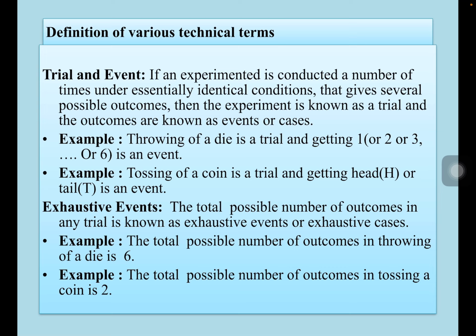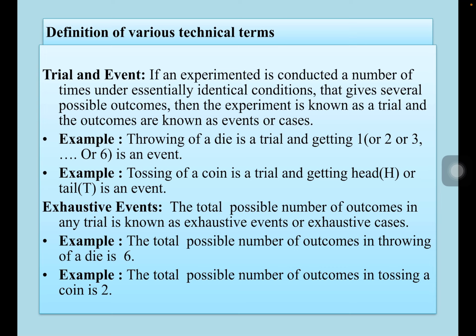If an experiment is conducted a number of times under essentially identical conditions that gives several possible outcomes, then the experiment is known as trial and the outcomes are events. Sometimes they also say cases, that means when one event happens or when one trial is made or one experiment is made. Two things are there in the experiment, one is the trial, second one is the event.